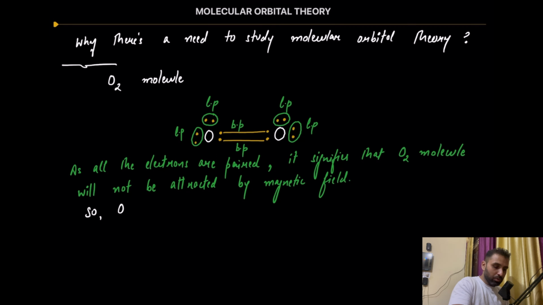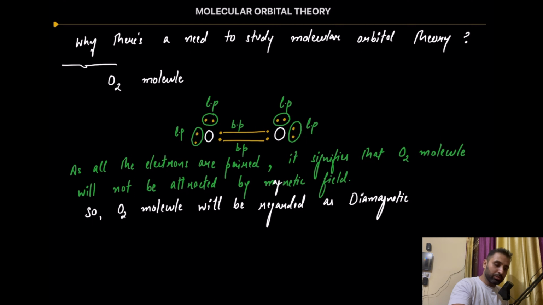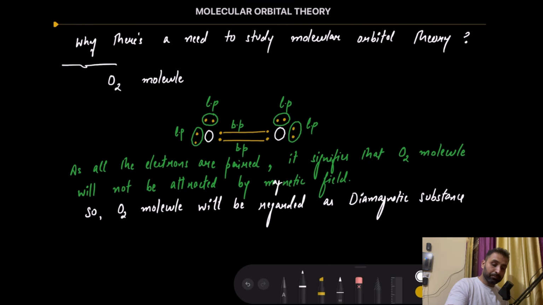So the O2 molecule will be regarded as a diamagnetic substance.